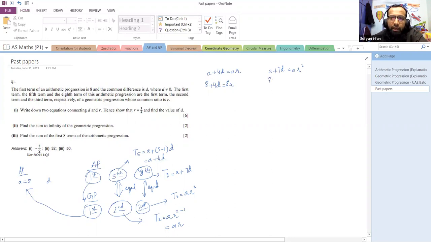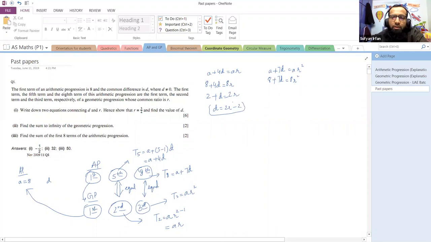Now we already have A, which is 8. 8 plus 7D is equal to 8R squared. Now here we have the second equation. If you simplify the first equation by dividing by 4, it becomes 2 plus D is equal to 2R. And if you make D the subject, it would be 2R minus 2.